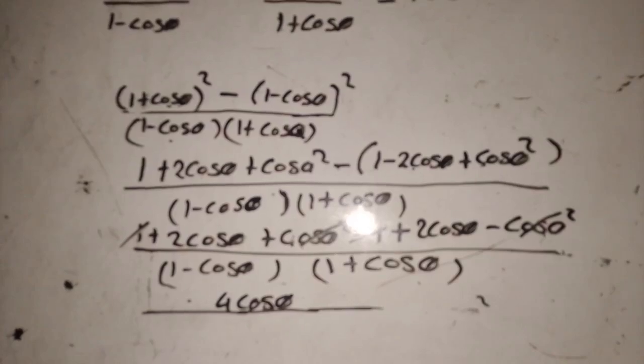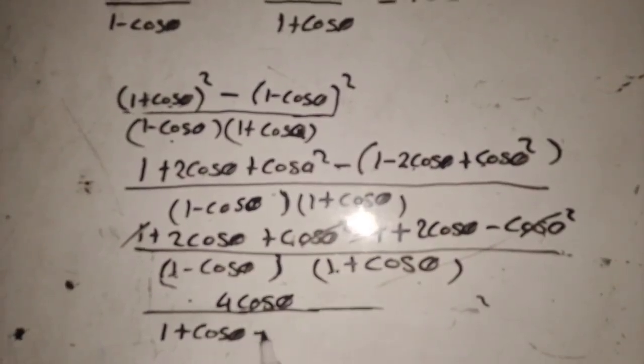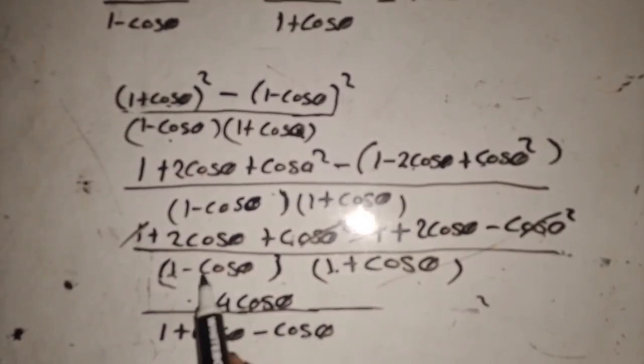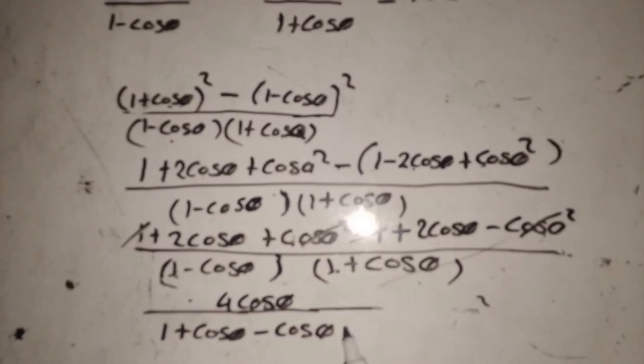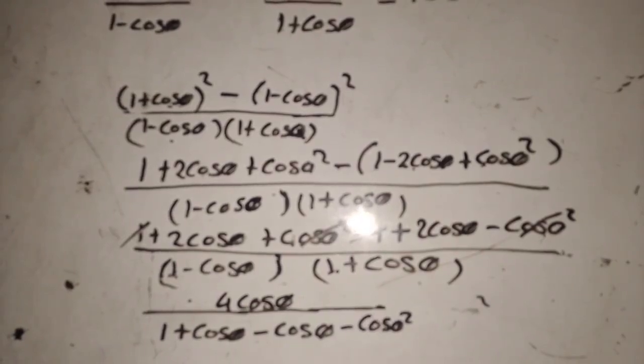Let's now expand our denominator. So we have 1 multiplied by the brackets. 1 multiplied by 1 gives you 1. 1 multiplied by cos theta gives you positive cos theta. Negative cos theta multiplied by 1 gives you negative cos theta. Negative cos theta multiplied by cos theta gives you negative cos theta squared, because cos theta multiplied by cos theta is cos theta squared, with the negative. So let's now proceed.